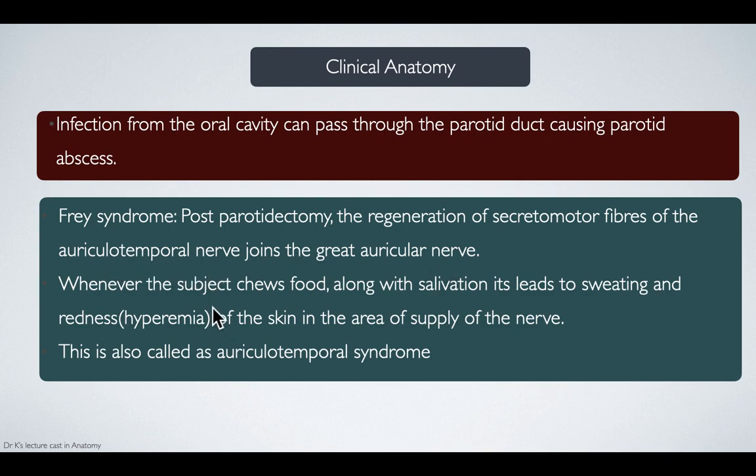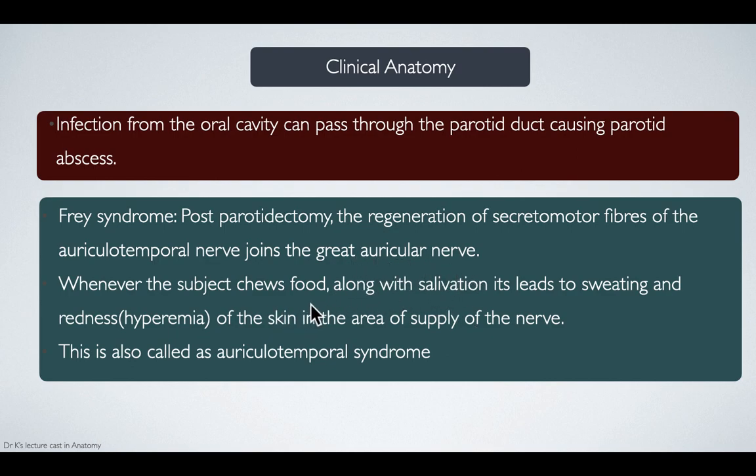So whenever a person chews food, saliva will be secreted, and since there is regeneration of the secretomotor fibers along with the great auricular nerve, this nerve is also stimulated during salivation. So what happens? That causes redness and sweating over the skin supplied by the great auricular nerve.